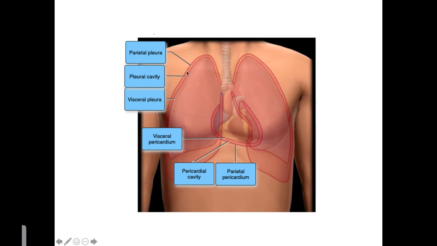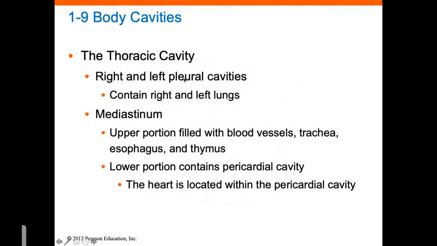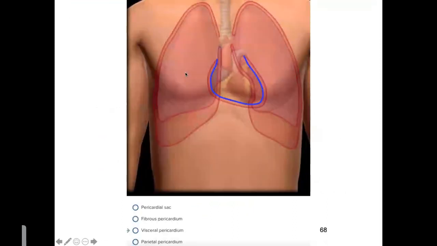Here's the lung, which is pleura. The inner part is called the visceral pleura. Outer part is called the parietal pleura. And then the inner portion between the two is called pleural cavity. The mediastinum I showed you before, that's filled with some blood vessels, the trachea, the esophagus, the thymus, etc. The pleural cavity itself is going to contain both lungs.